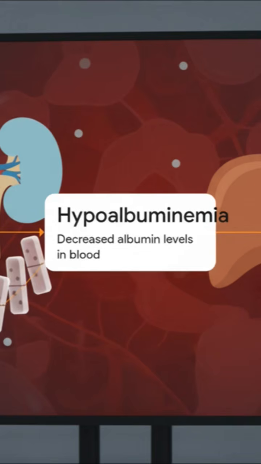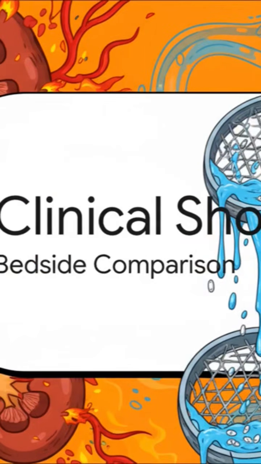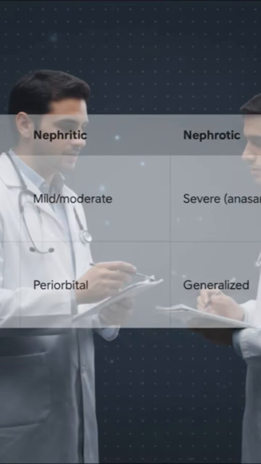This liver overcompensation causes marked hyperlipidemia. It's a perfect, tragic domino effect. Part 4. The Clinical Showdown. So, we have the angry, inflamed kidney on one side and the leaky, busted sieve on the other. Now it's time for a rapid-fire bedside comparison.